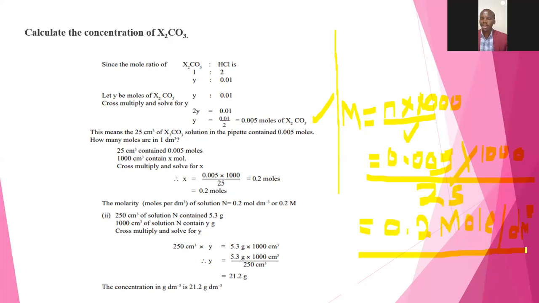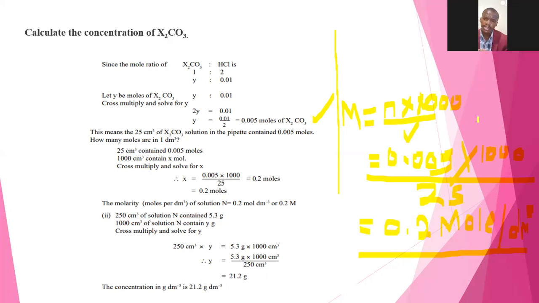That is one of the things you are required to determine. Very good. So that is that, as simple as that. Why do we say it per dm cubed or per liter? Because of this 1,000 that we have used to convert this volume into liters. So that is that.